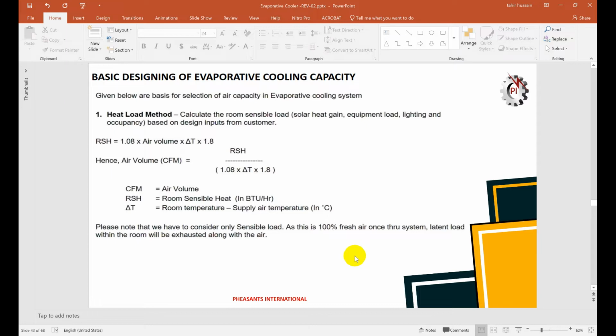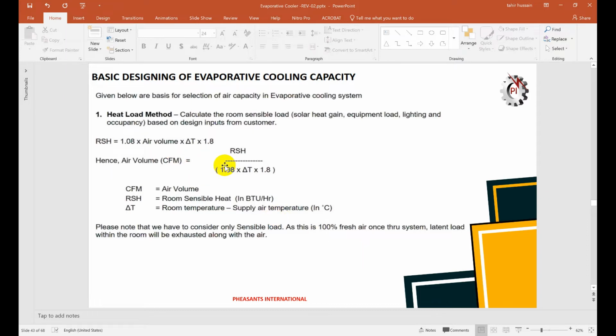So we will see now the basic designing of the evaporator cooling capacity. Now we see how to calculate the airflow in the IDEC system. Whatever the high side coming, we are recommending the air volume.